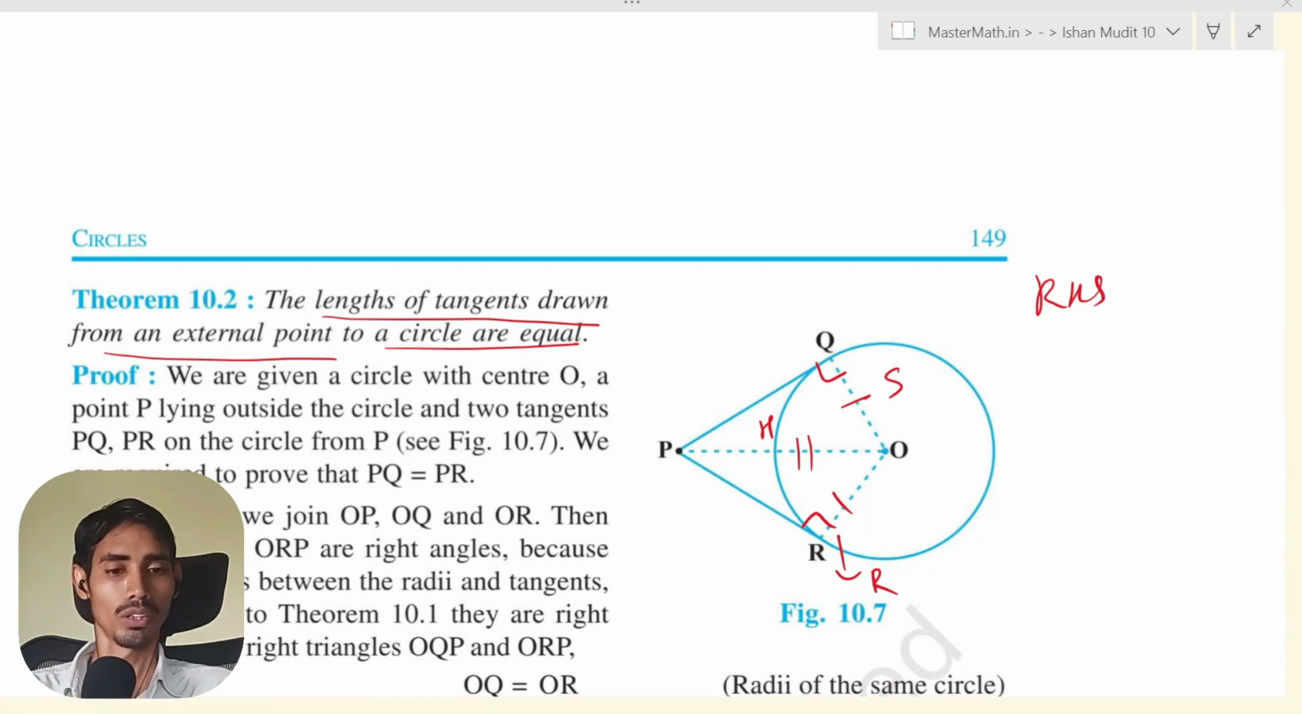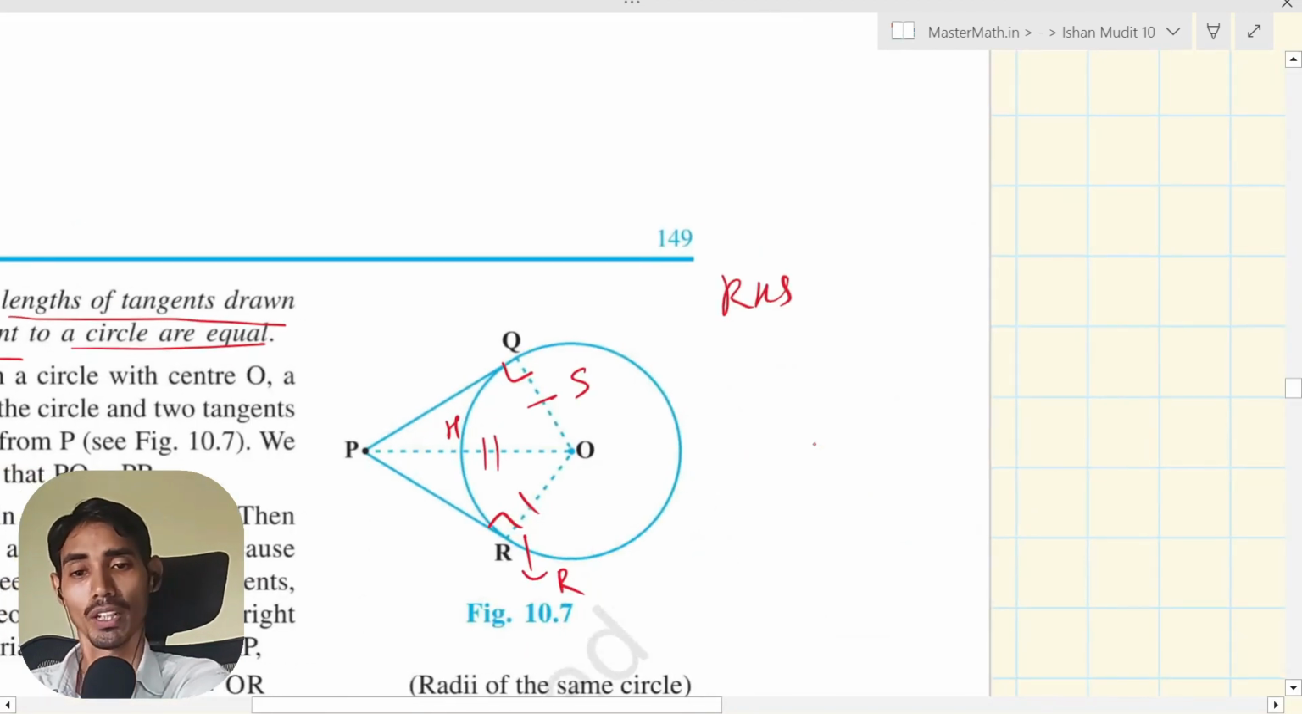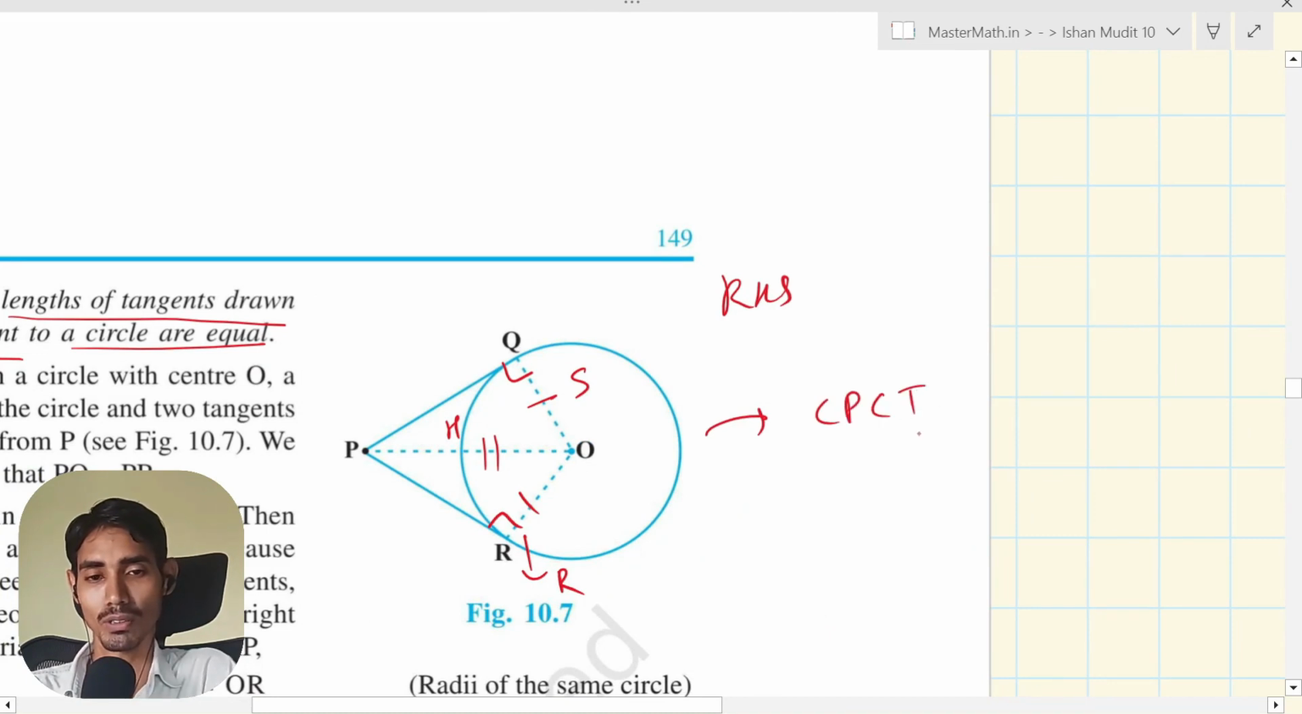So PQ and PR are equal. Correct. Now, this is what we needed and this is what we have proved. Now, based on CPCT, the corresponding parts of congruent triangles, we would also say that the angles above the fold and below the fold are also equal. So angle QPO is equal to angle OPR. Right?